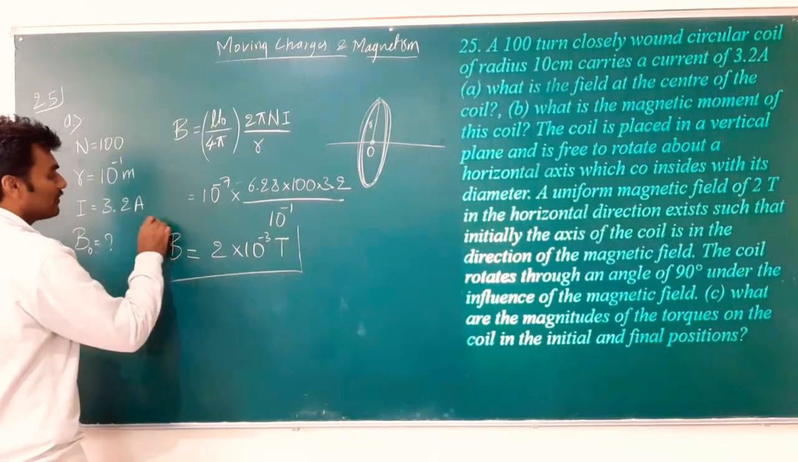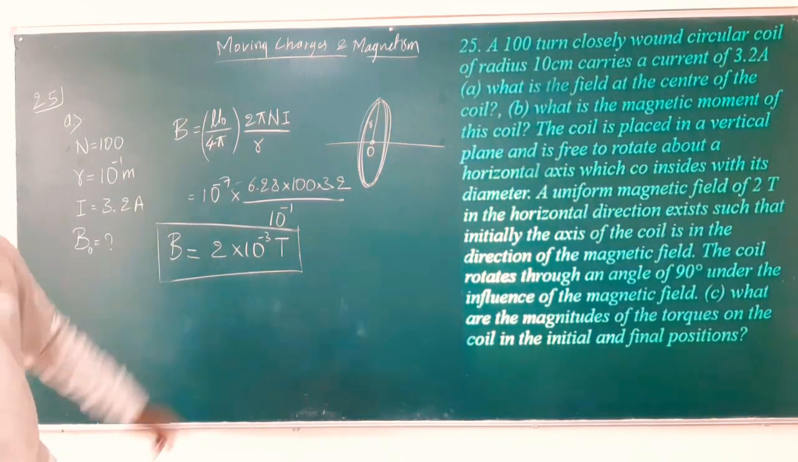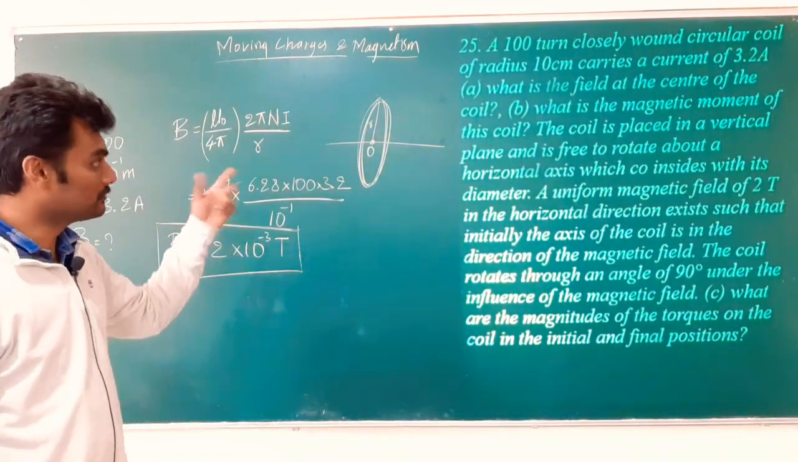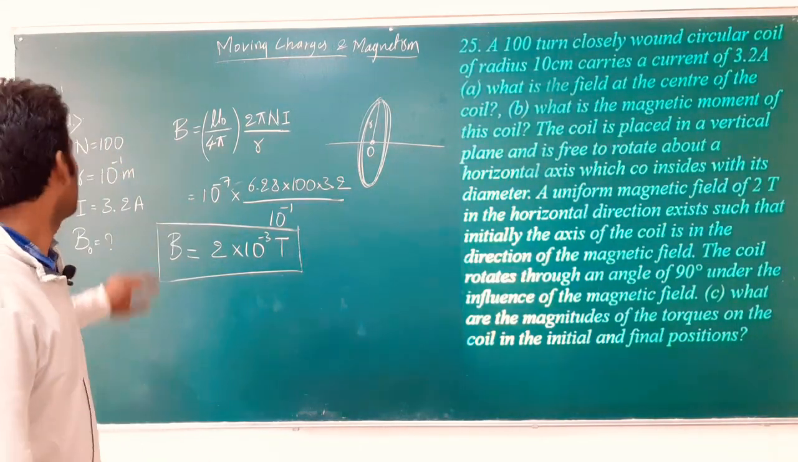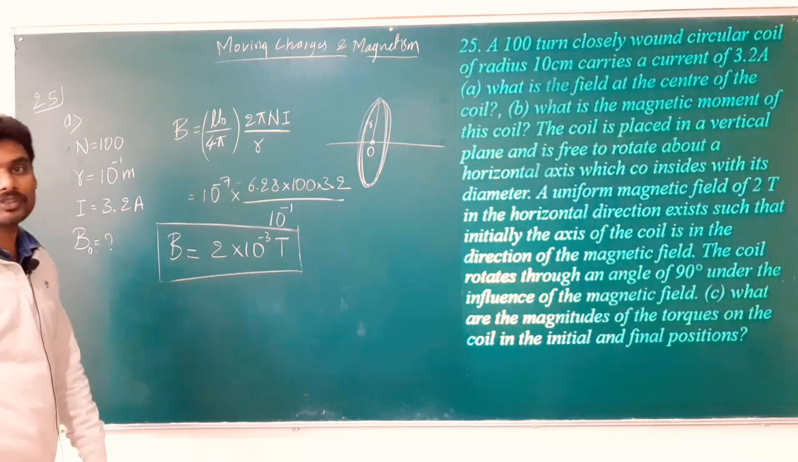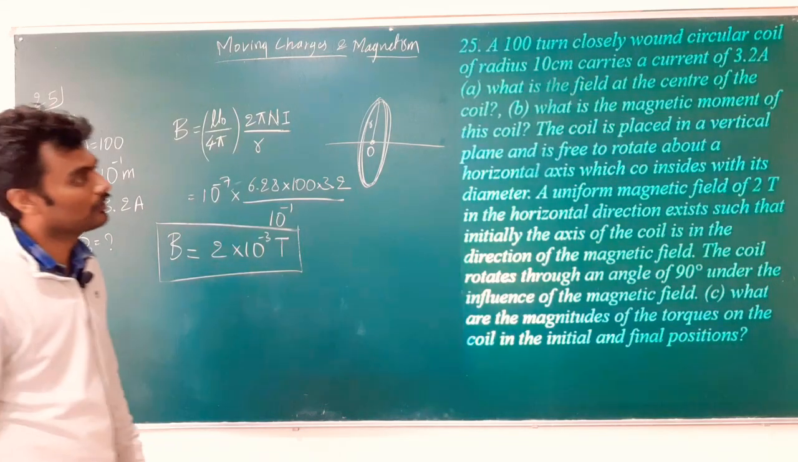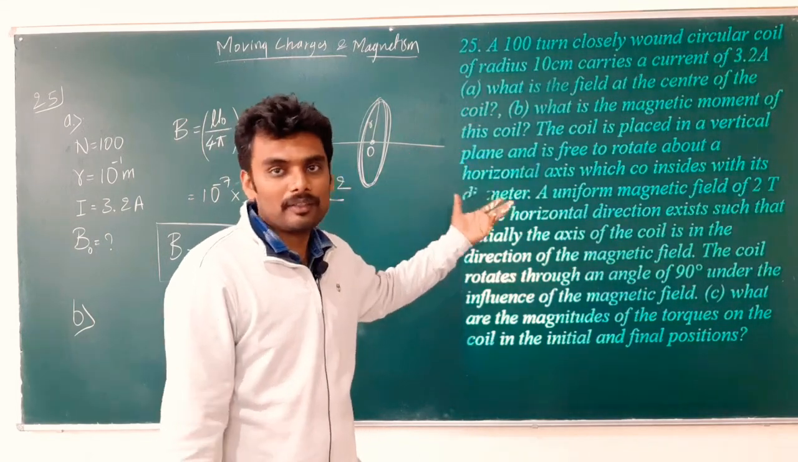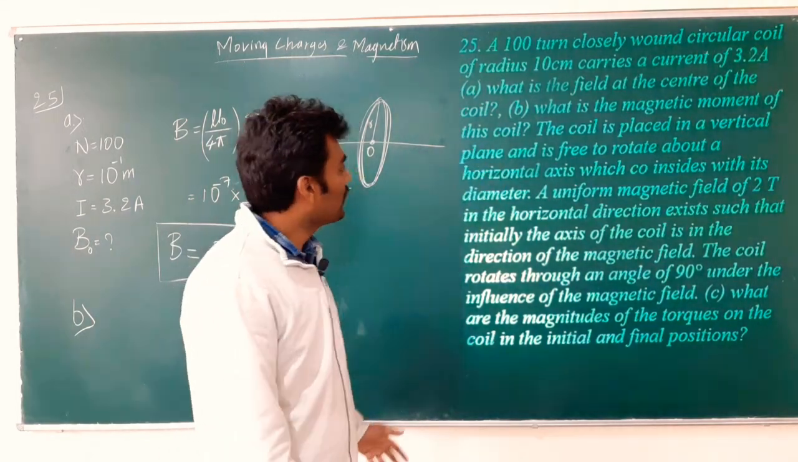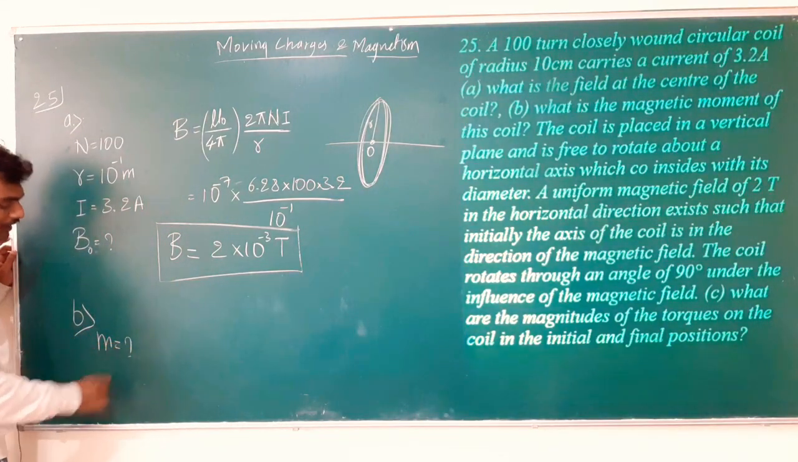So this is the magnetic field at the center of the coil due to 100 turns of current carrying wire with 3.2 ampere of current through that. So this is about first sub question A. Now moving ahead for the next sub question, we will solve it directly. That's not a big problem. We can easily solve it. So direct formula, that's it. What is the magnetic moment of this coil? Magnetic moment M is equal to question mark.